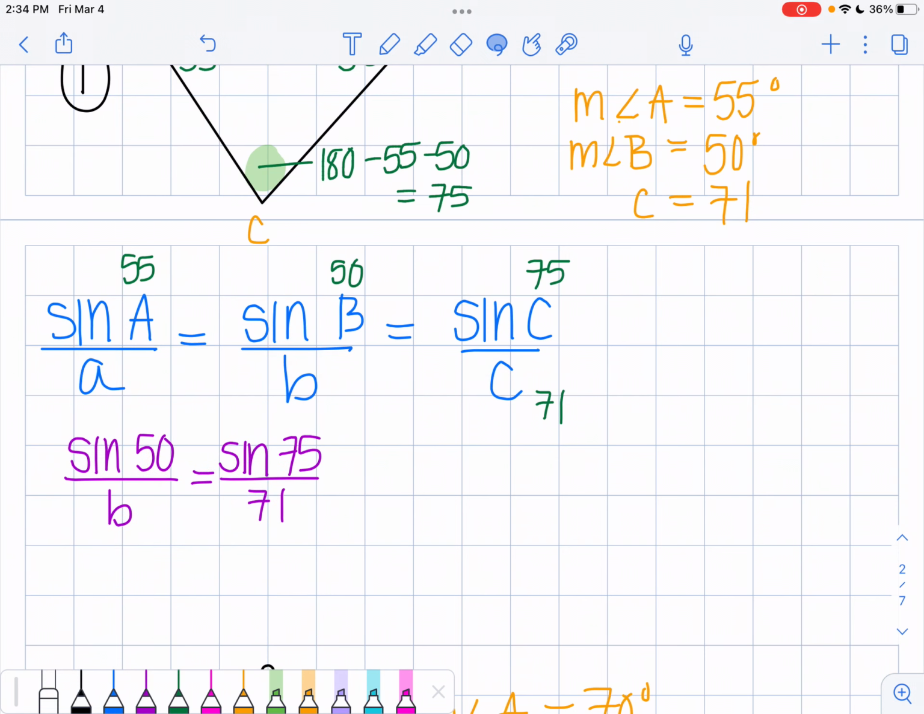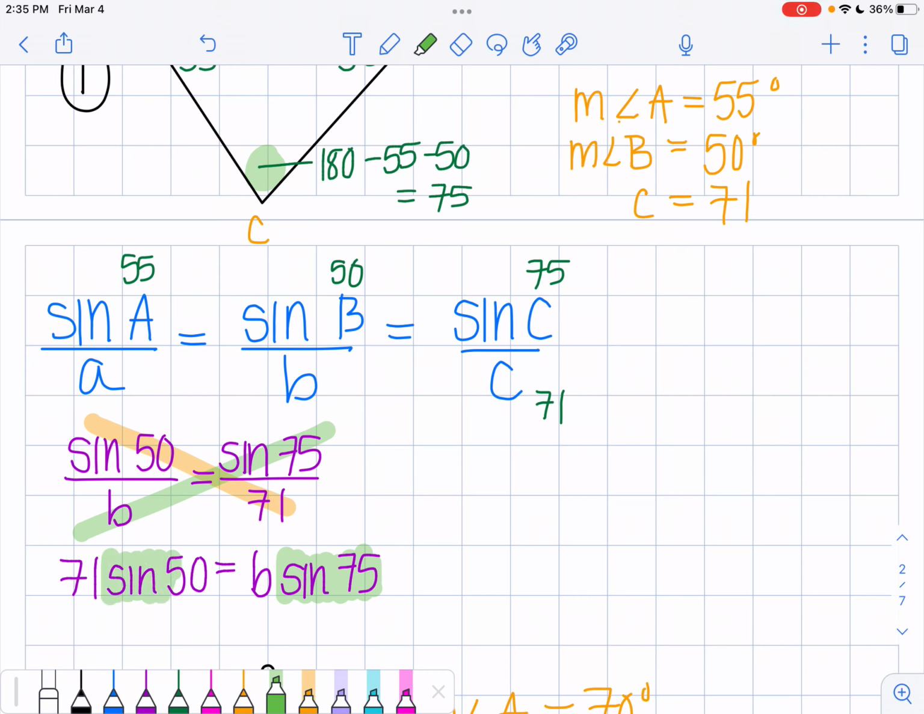Okay, so I'm going to cross multiply, so I multiply this and I multiply this. So I get 71 times the sine of 50 is equal to b times the sine of 75. Now you have to remember that the sine of 75 comes together like this. You can't just have the sine of nothing, and the sine of 50 is a number. So you have to remember that that is like a group. It comes together. You can't split it apart.